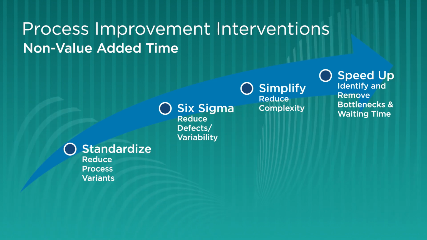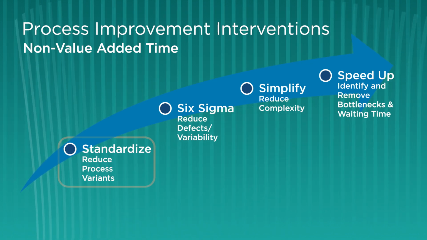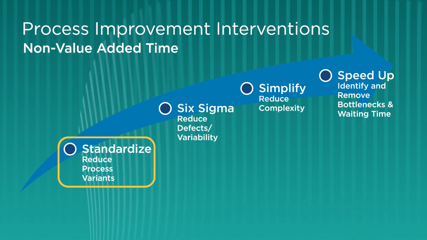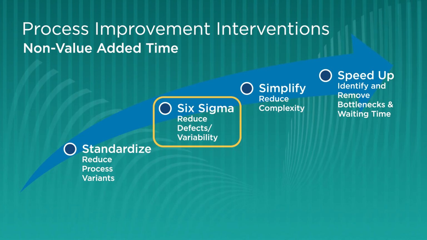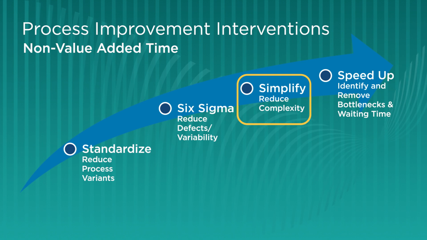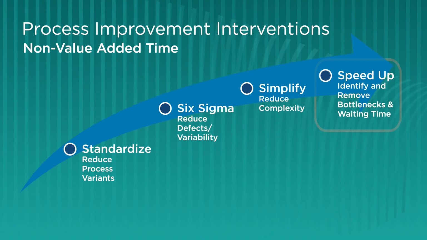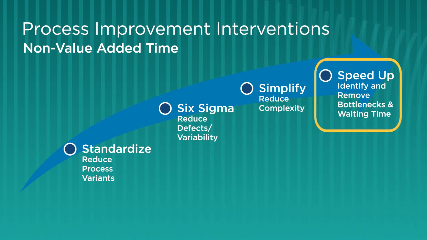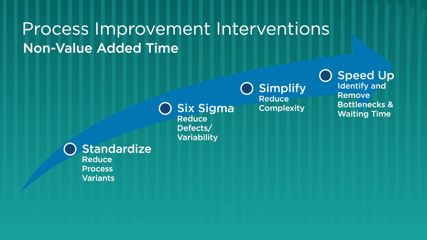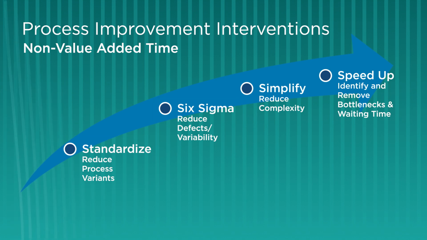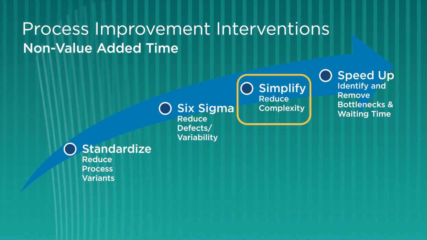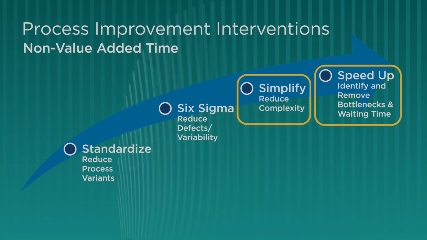We've separated these techniques into 4 areas: standardize or harmonize to reduce variance, Six Sigma to reduce defects and variability, simplify to reduce complexity, and ways to speed up by removing bottlenecks and waiting time. In the last session, we covered standardization and Six Sigma. In this session, we will look at ways to simplify and increase speed.